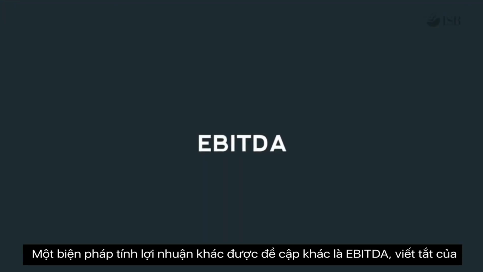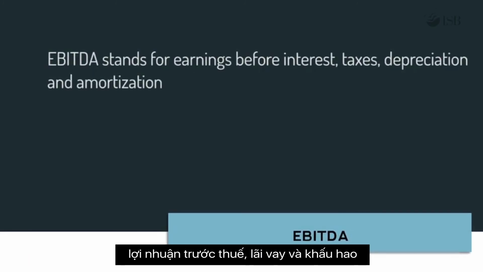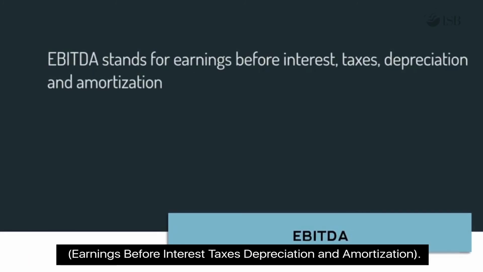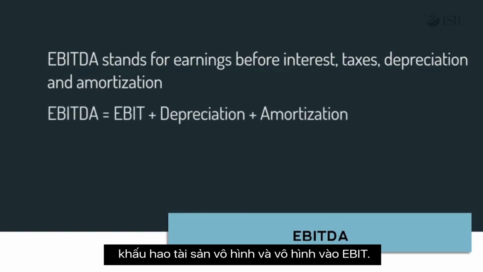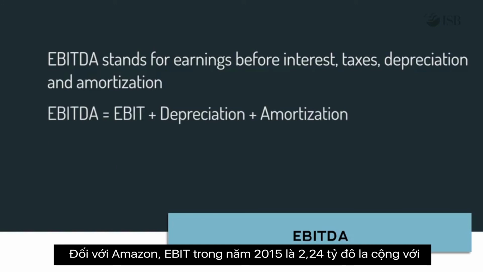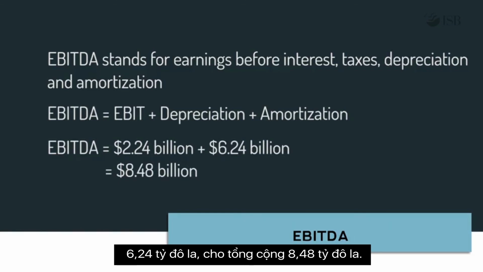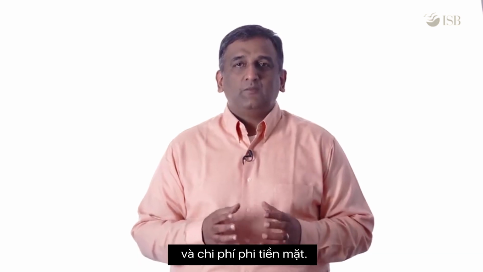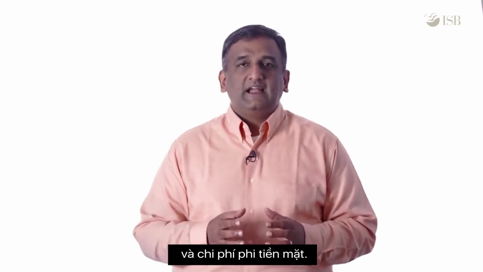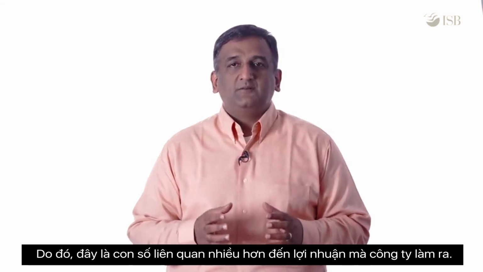Another commonly mentioned profit measure is EBITDA, which stands for earnings before interest, taxes, depreciation, and amortization. To get this, we will simply add depreciation and amortization expenses to EBIT. For Amazon, EBITDA in 2015 was $2.24 billion plus $6.24 billion, which gives us $8.48 billion. This is a relevant number as depreciation and amortization expense is a non-cash expense. Hence, this is a more relevant number in terms of profits made by the company.